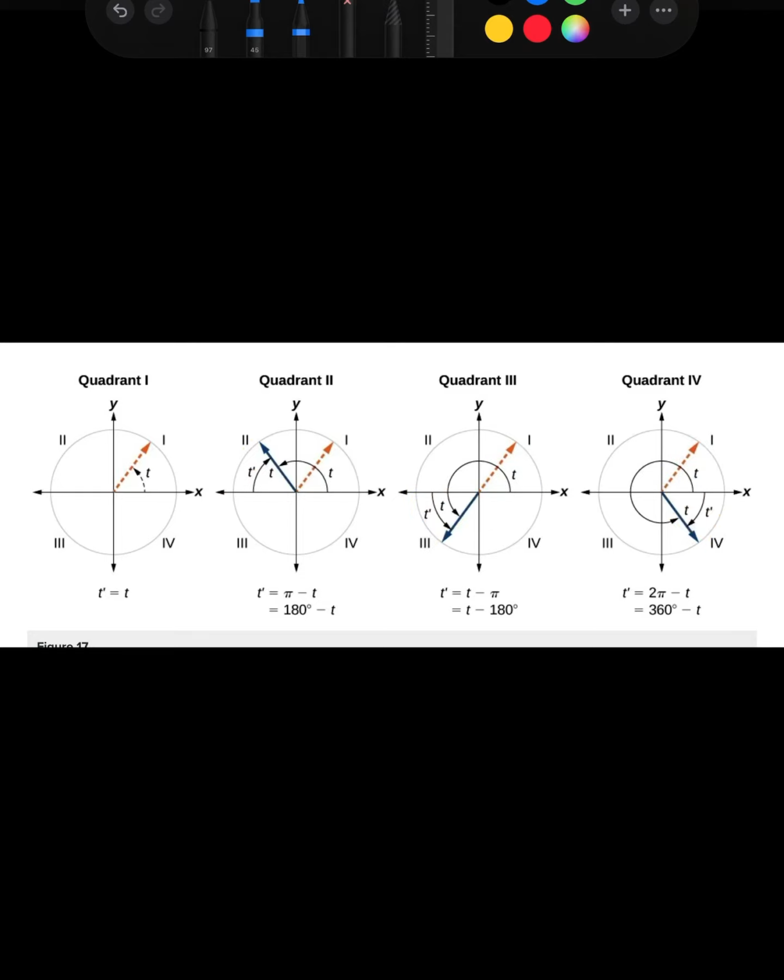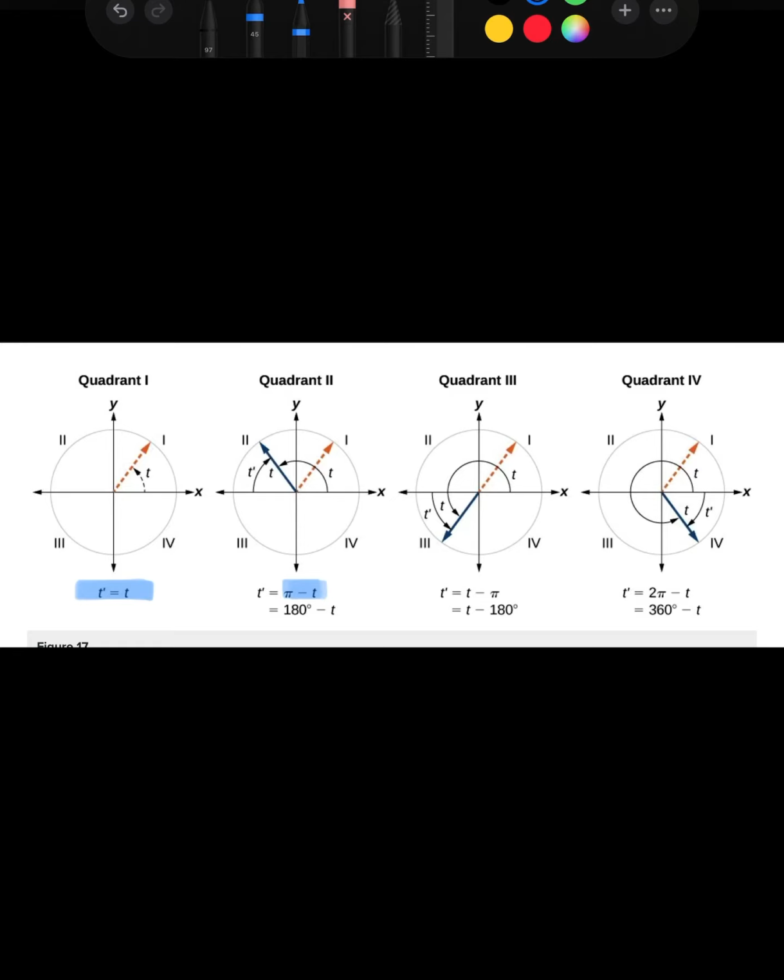If you look at quadrant 1, any angle in quadrant 1 is automatically its own reference angle. So if I said, what's the reference angle for 30 degrees? You'd say, it's 30 degrees. That's already an angle in the first quadrant. When I have an angle that's in the second quadrant, here's how I can find my reference angle. I take pi and I subtract the angle I'm working with here.